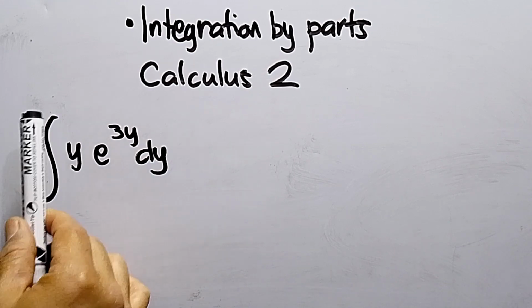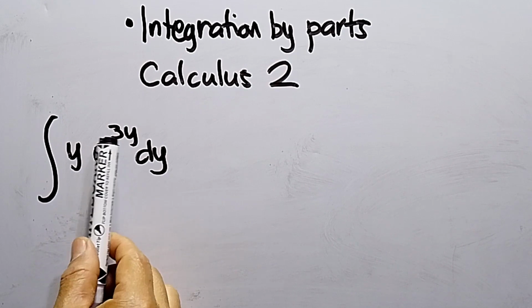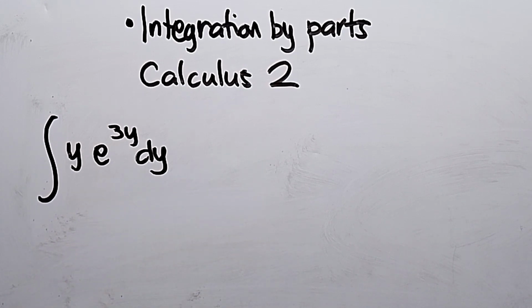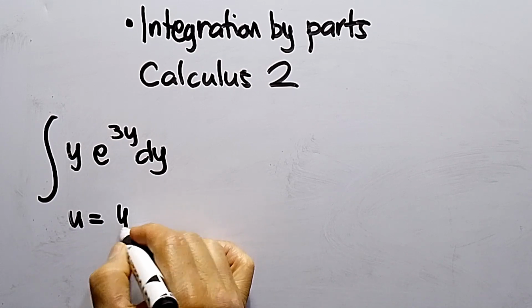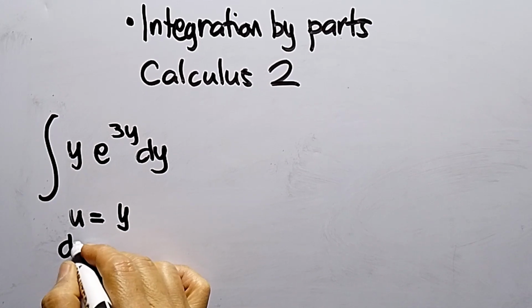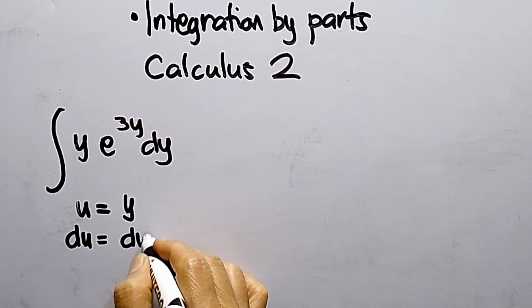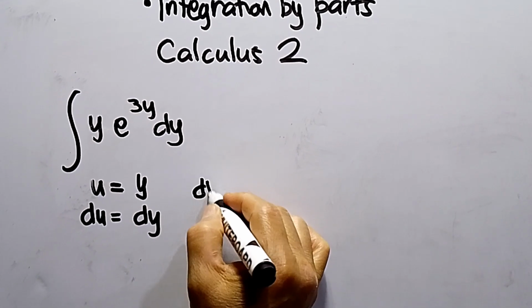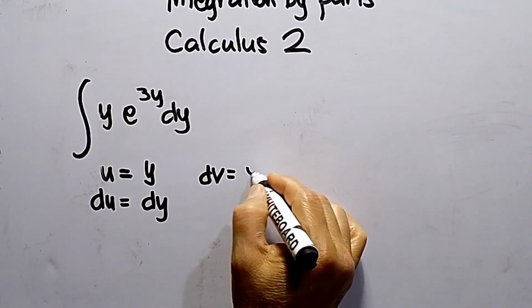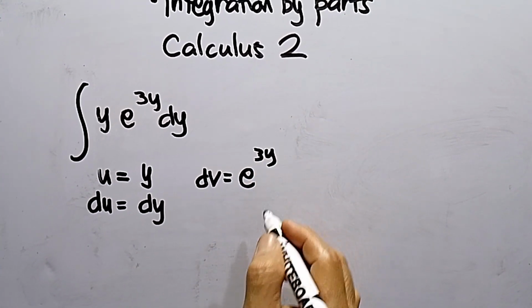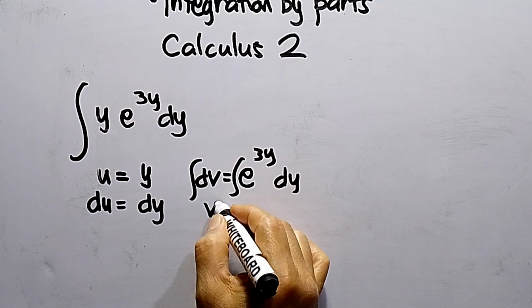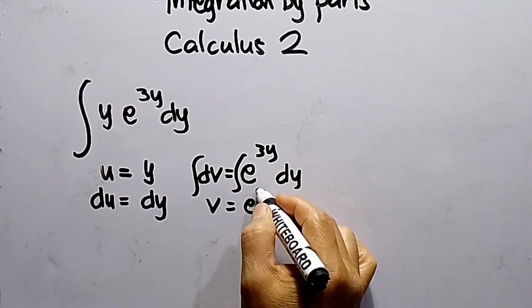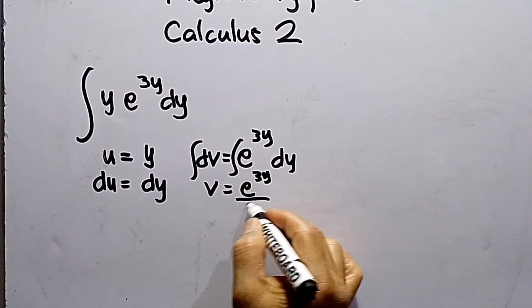So I have here the integral of y times e raised to the 3y dy. First thing to do, I need to assume u will be y, and then the derivative of y will be equal to dy. Then dv will be my second function, which is e raised to the 3y dy, and then integrating both sides, v is equal to e raised to 3y over 3.